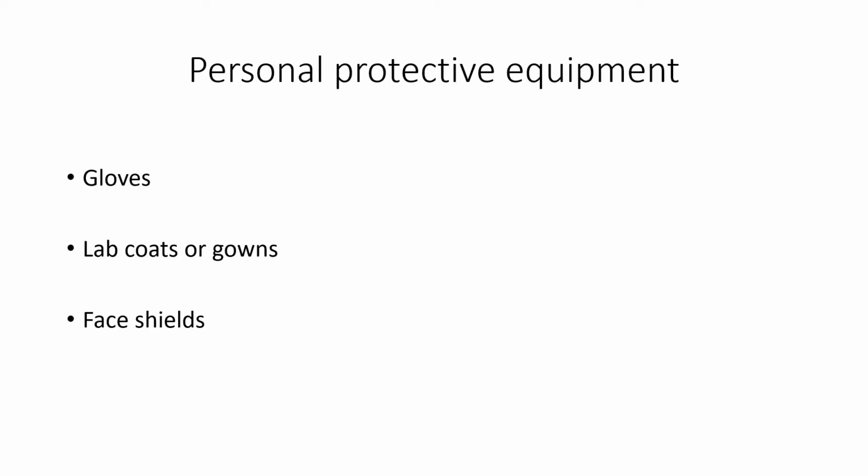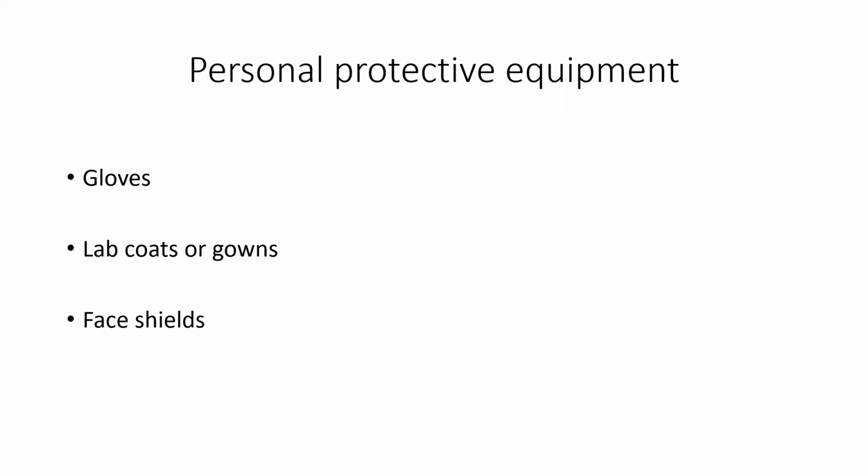There's personal protective equipment that we can don in order to make our work environment a little bit safer for us to be around, such as gloves. You can wear latex gloves, but usually laboratories are going to use nitrile gloves. You have to wear lab coats or gowns. Never leave your lab coat on. Always take it off before you leave the laboratory. And then finally, we have face shields. Anytime that you're working with direct specimens, you should be protecting your face and mucous membranes.